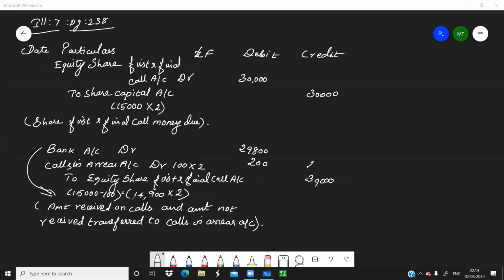Next you prepare: 15,000 shares minus 100 unpaid shares, so minus 100 is equal to 14,900 into 2 rupees first and final call amount. So 2 rupees, equal to 29,800. Then calls in arrear 100 shares, 100 into 2 is 200 rupees. That's all. So the overall amount is 30,000. So the narration: amount received on calls and amount not received transferred to calls in arrear account.